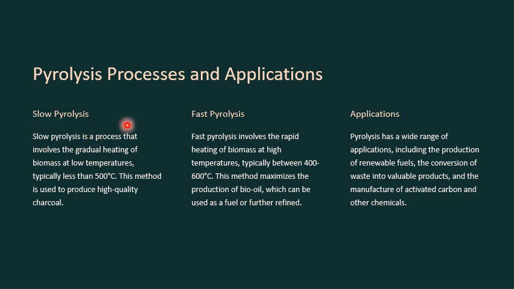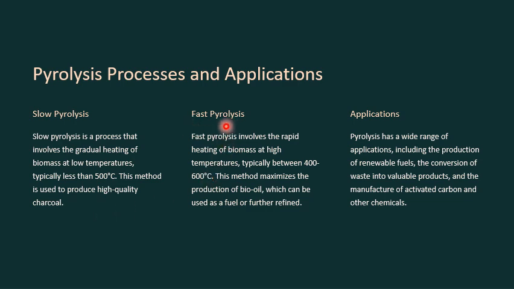Okay, so now we're at the pyrolysis processes and their applications. So we have slow pyrolysis, we have fast pyrolysis, and we have their applications. Slow pyrolysis is a process that involves the gradual heating of biomass at low temperatures, typically less than 500 degrees Celsius. This method is used to produce high quality charcoal. And we all know that charcoal is produced from wood. When you burn wood at a certain temperature, we get charcoal.